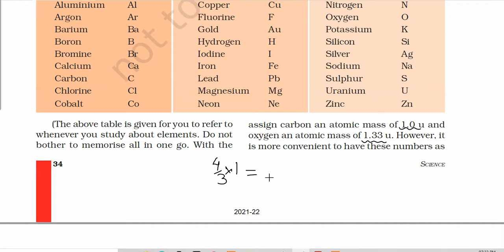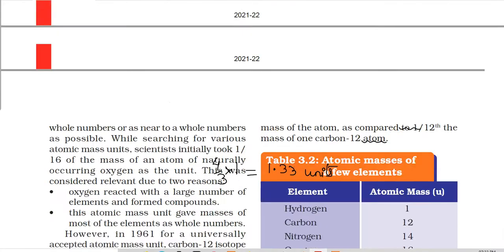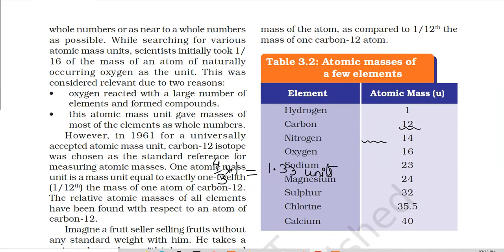So when we divide 4 by 3, it comes to 1.33. Hence, the mass of the one oxygen atom which is combining with the carbon atom to form CO will be 1.33 units. However, it is more convenient to have these numbers as whole numbers, or as near to a whole number as possible.